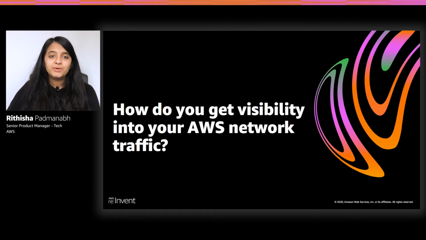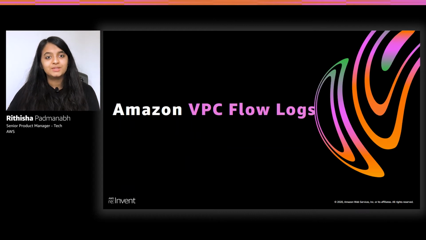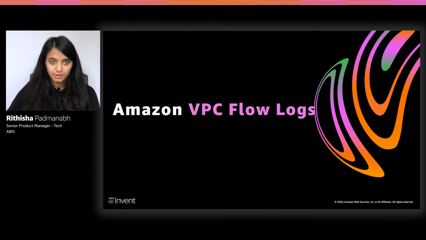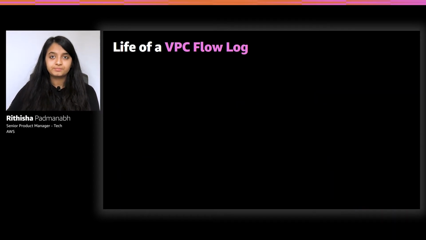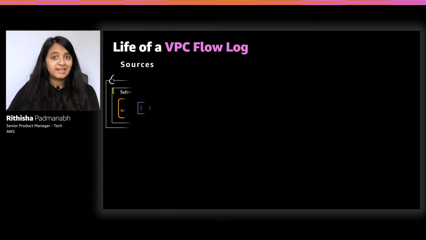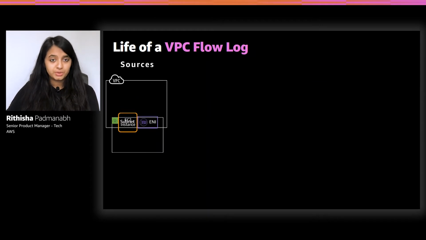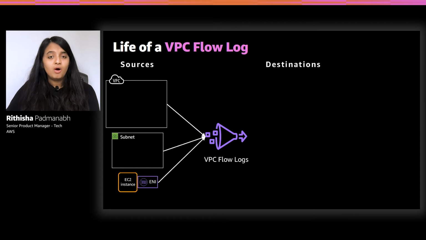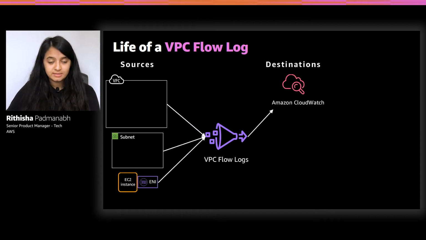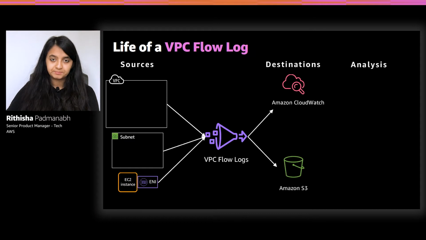So that said, how do you get visibility into all of the traffic that's flowing through these components? We start off with Amazon VPC Flow Logs. Flow Logs is a feature that enables you to capture information about the IP traffic that's flowing through the network interfaces in your VPCs. You can create a flow log for an Elastic Network Interface attached to a resource, that is an EC2 instance or a gateway, or you can create flow logs for all ENIs within a subnet or a VPC. And thereafter, you can publish it either to CloudWatch Logs or S3.